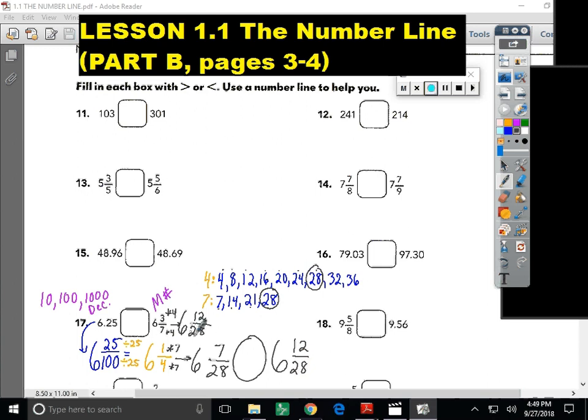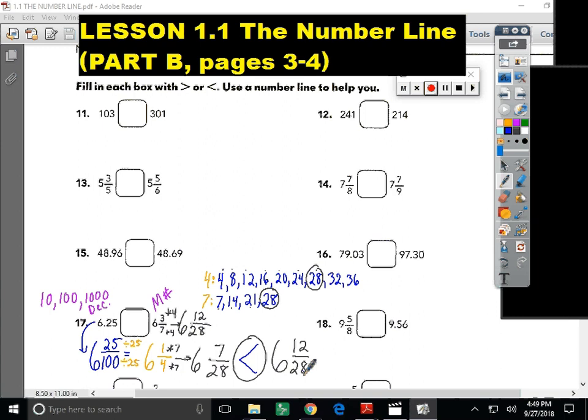We didn't have much changing to do on the right-hand side of our inequality. Well, taking a look, the whole numbers match, the denominators match. So if you notice, it's either the 7 or the 12 that will decide. I know 6 and 7 28ths has fewer pieces, less than 6 and 12 28ths.